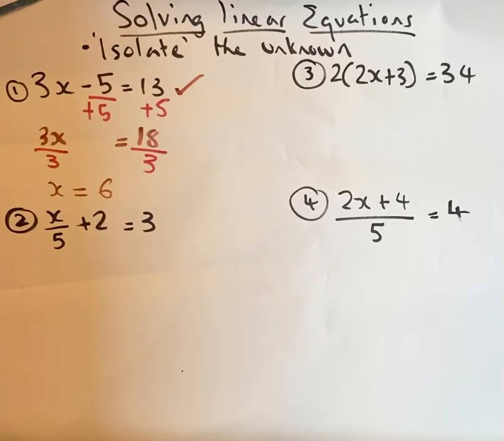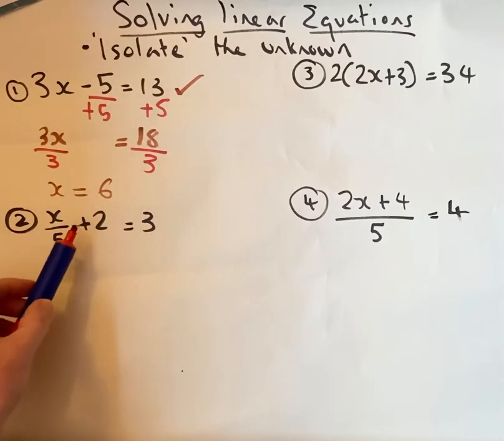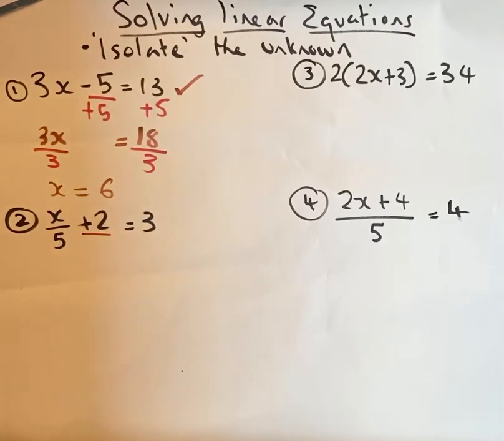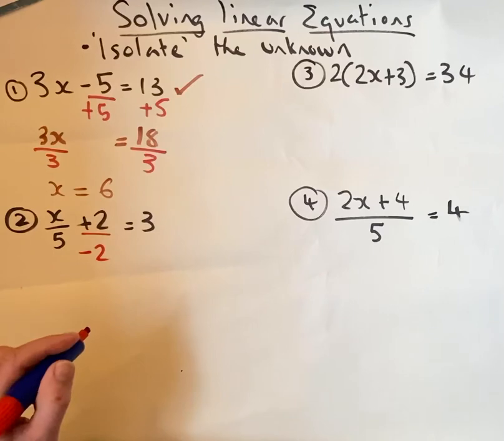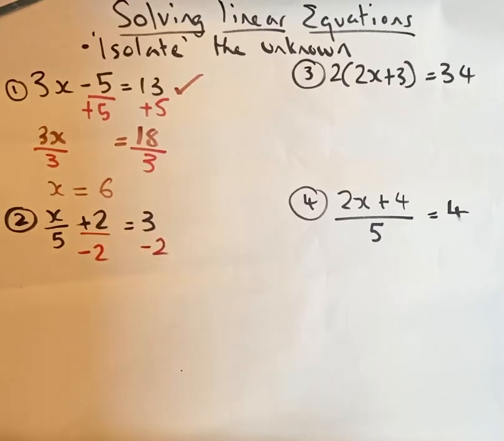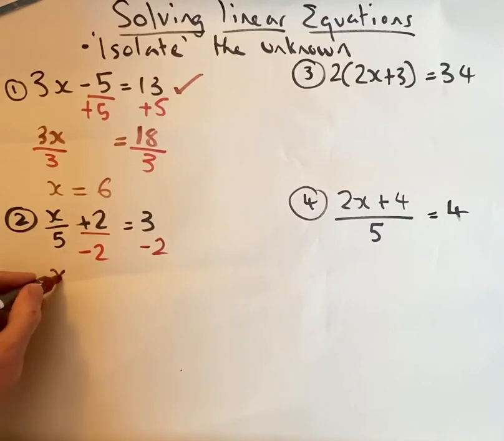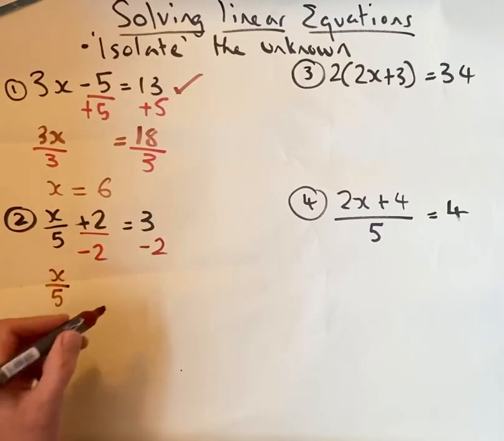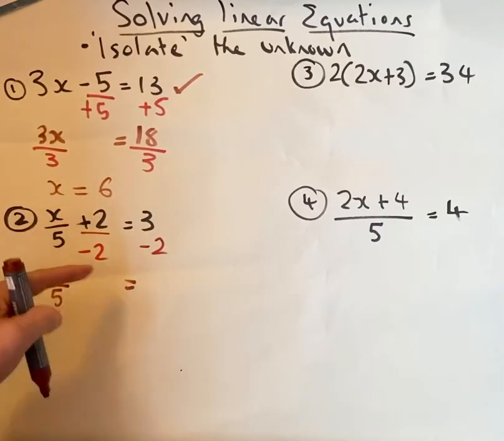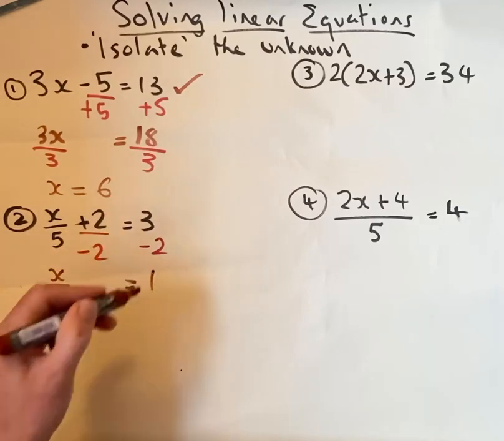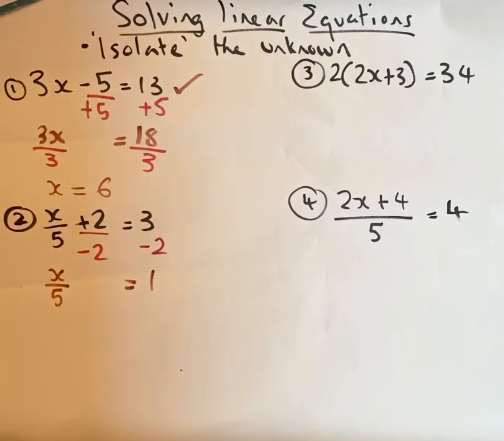For the second line, same sort of idea. We've got to try and isolate the x first of all. At the moment, that plus 2 is separate to the x term. So what we're going to do is subtract 2 from the left-hand side, which means we have to subtract 2 from the right-hand side also. What that leaves me with on the left-hand side is x divided by 5. The plus 2 and the minus 2 cancel out, and on the right-hand side, I'm left with 1.